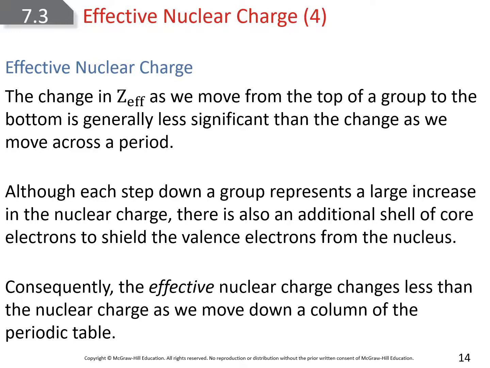As we look from top to bottom of the periodic table, the Z effect is less significant, it's less important. We see less of a change because as we move from top to bottom of the periodic table, yes, the number of electrons increases, but so does the number of protons. So the difference between the number of protons versus electrons is a smaller difference than moving left to right.